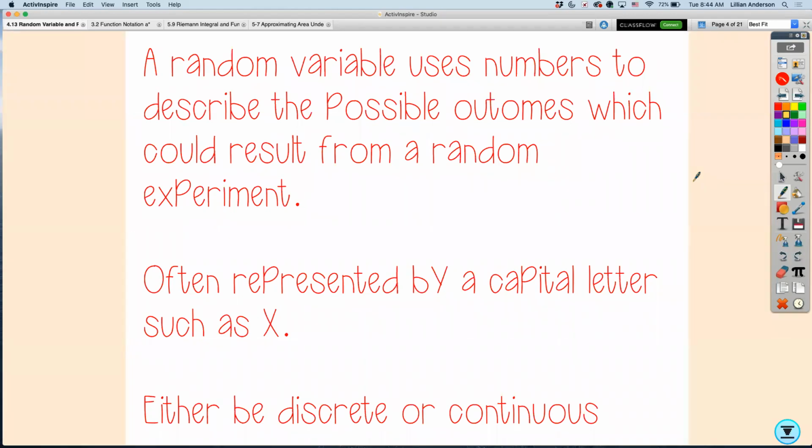Most of the time, those different outcomes are represented by a capital letter, such as X. X is the most common, but other letters can be used, such as Y and Z, okay? These types of variables can either be discrete or continuous. Both of those words should be familiar to you from when we went over statistics last year. Remember, discrete is something that can be counted, such as the number of players on a football team, versus continuous, which is something that can be measured, such as height or weight, okay?